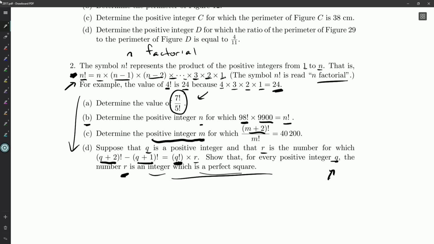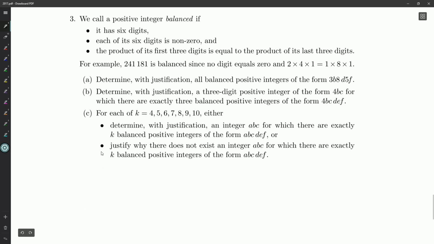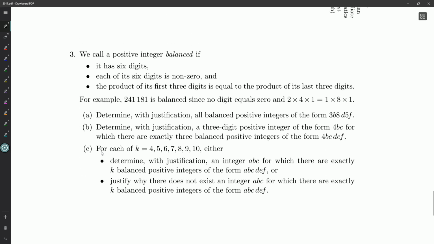Okay, so that's question number 2 all dealt with. Up next, we're going to finish off the contest with question B3. Give it a try before joining me, and I'll see you for that next time.